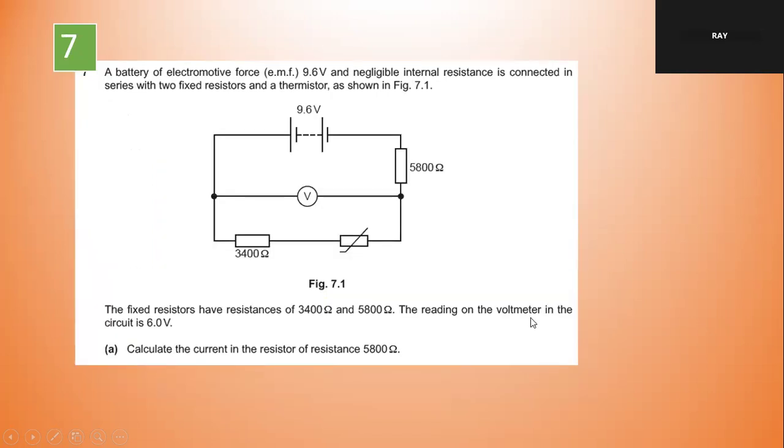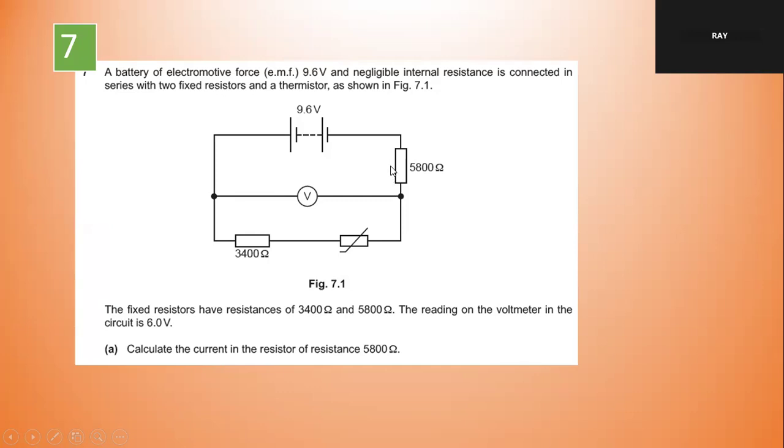A battery of electromotive force 9.6 volt. Negligible internal resistance. You have two fixed resistor, and a thermistor. The fixed resistor have a resistance of 3,400 ohm and 5,800. Reading on the voltmeter is 6 volt. This is 6 volt. Calculate the current in the resistor or resistance there.